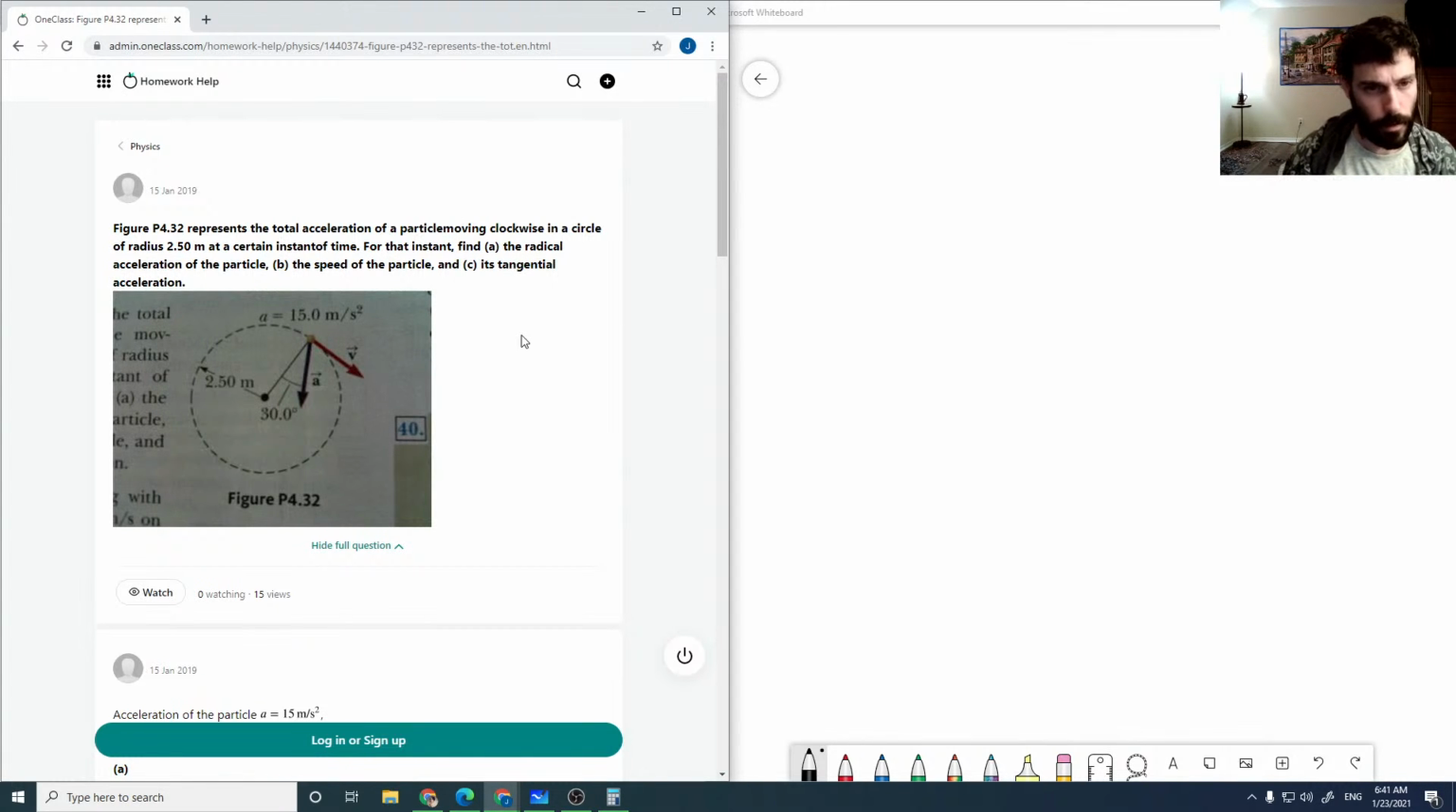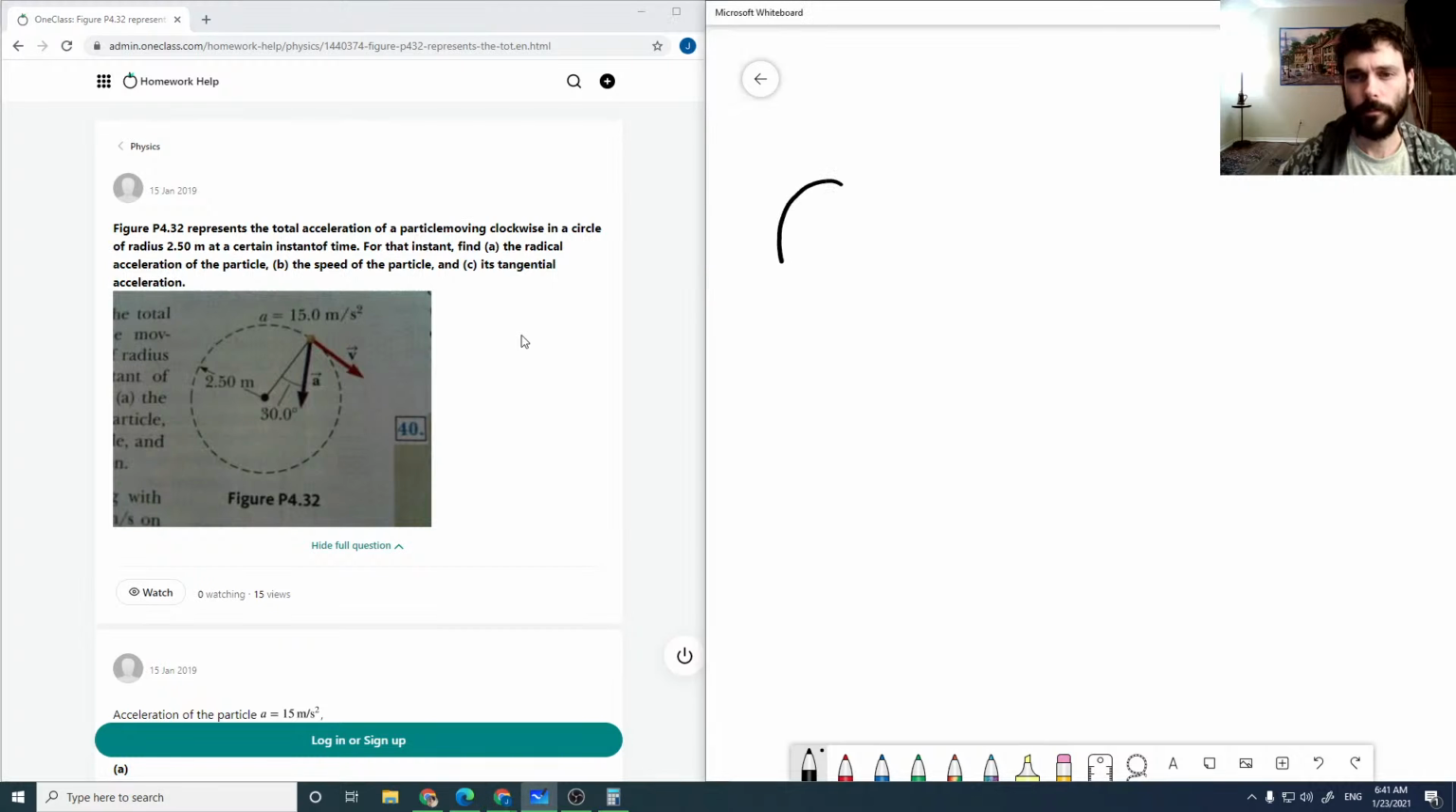So here we have a figure which shows the total acceleration of a particle moving clockwise. So we've got a circle moving with some velocity v and some acceleration a with a radius of 2.5 meters, and this is a 30-degree angle.